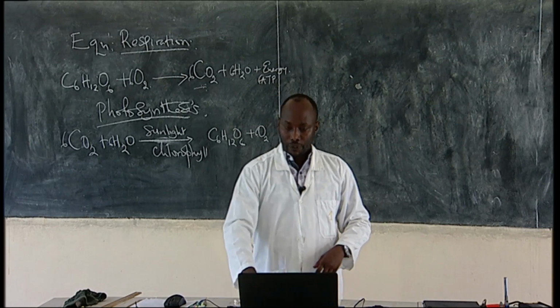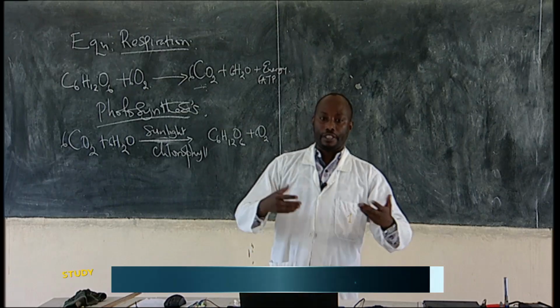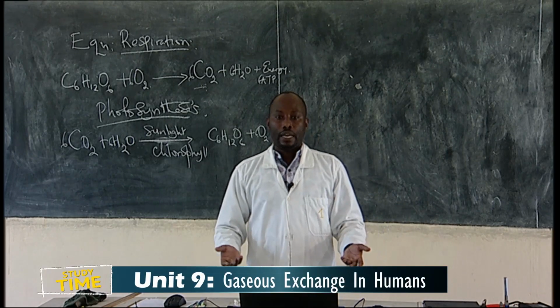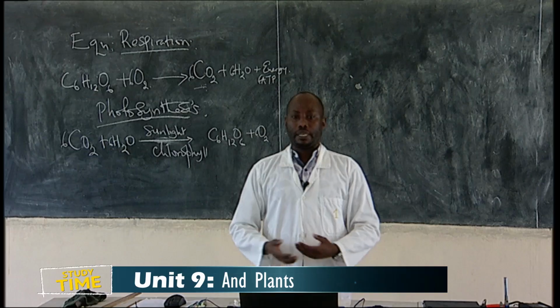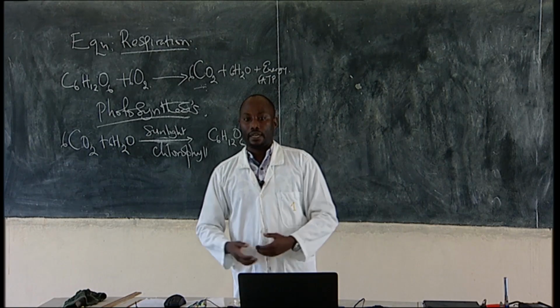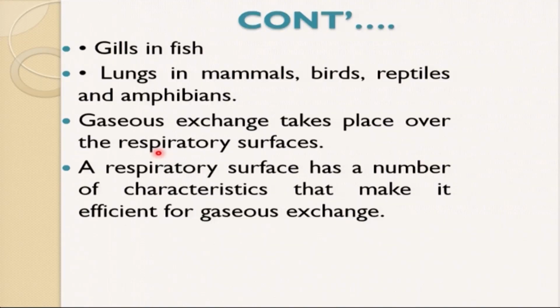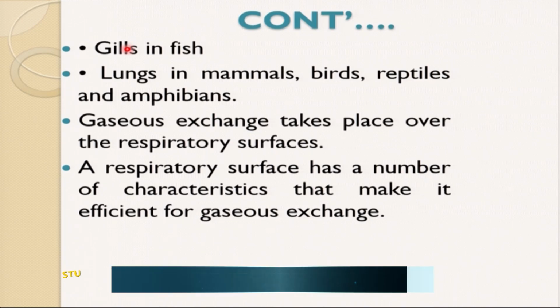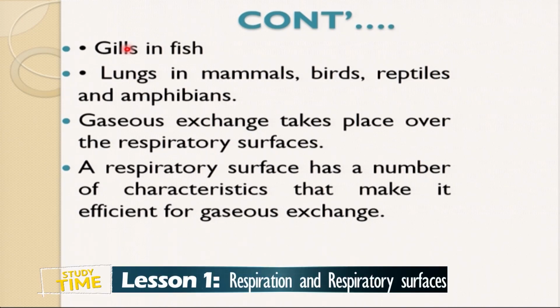All right? So we have gills that are normally found in fish, and lungs in mammals, birds, reptiles and even amphibians. So the mammals, the birds, amphibians and reptiles use the lungs. Gaseous exchange takes place over respiratory surfaces. As I mentioned, these respiratory surfaces, the gills, the tracheal system, the lungs, all these are respiratory surfaces.